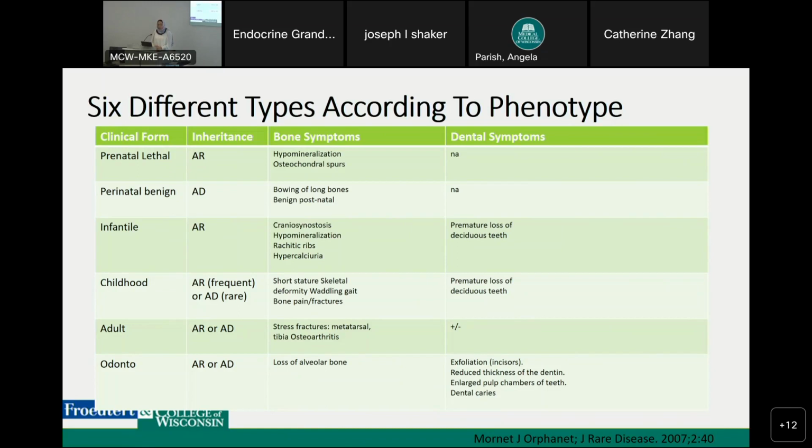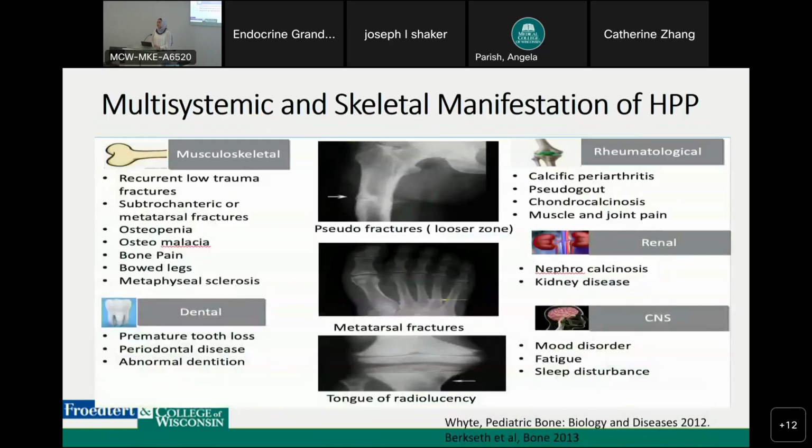In the adult type, which will be the focus of our talk today, there are stress fractures, mainly metatarsal and tibial, and osteoarthritis, and there may or may not be dental symptoms. And the odonto type mainly has dental symptoms, and it's secondary to loss of alveolar bone. There is reduced thickening of the dentin, and there are other dental abnormalities.